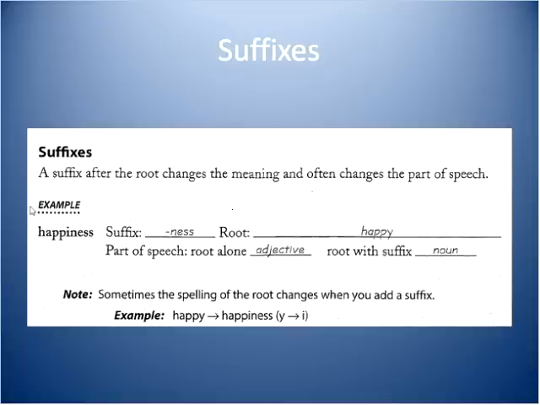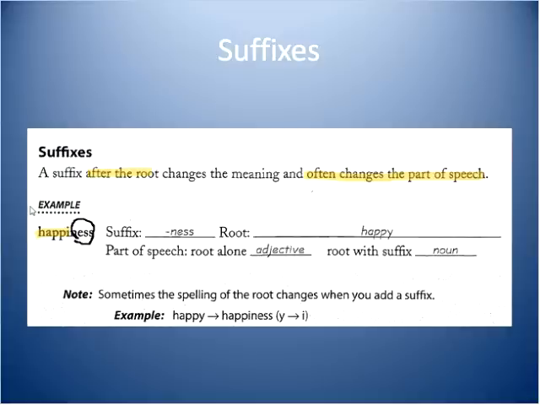Next, let's look at suffixes. Suffixes are after the root. They also change the meaning, and most importantly, suffixes often change the part of speech. Let's look at an example. Happiness, the root is happy. The suffix is ness.